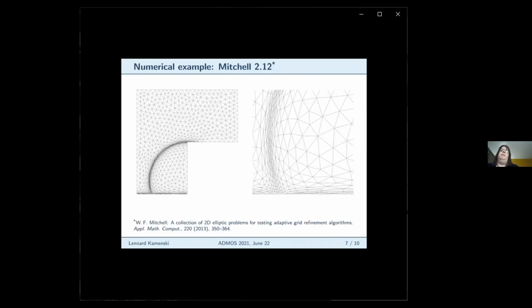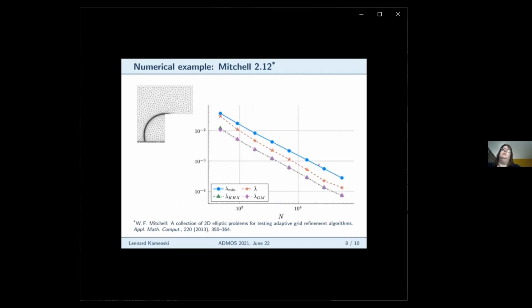So here you can see our first numerical example. The picture on the right is a zoom in around this area. The blue line shows the exact value, the orange the new bound, and the green and magenta the previous bounds. Here, as you can see, the new bound is closer to the exact value.